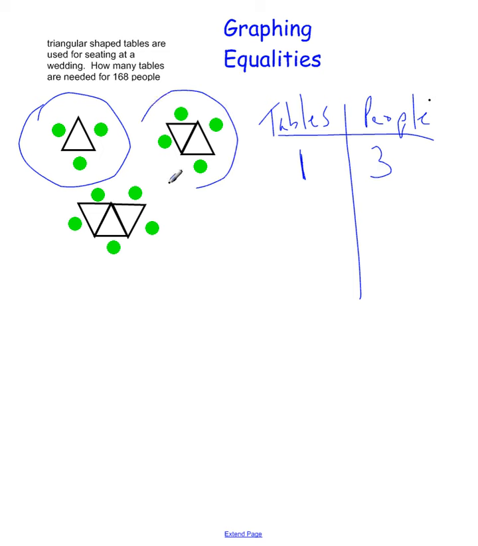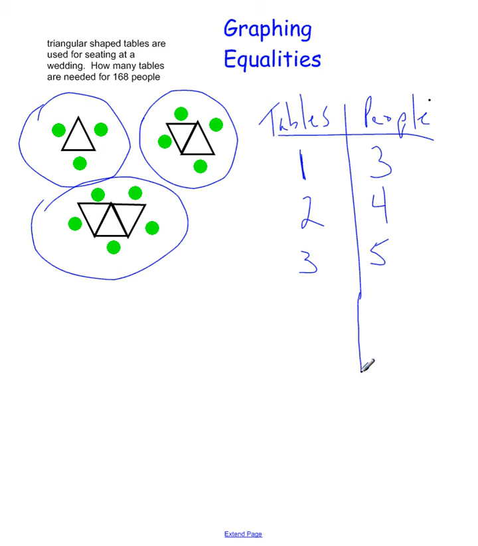When we have 2 tables together, we assume that the sides have to touch, that they can't be individual, and we can see that 2 tables we can seat 4 people. And 3 tables together can seat 5 people. We can continue this pattern if we wish to find out 4, 5, etc. However, we can probably see that there's a pattern here.